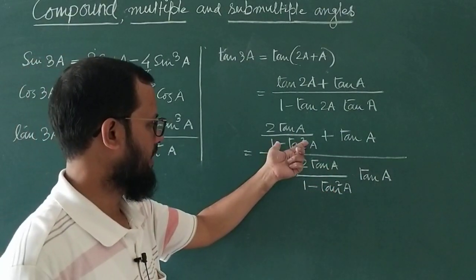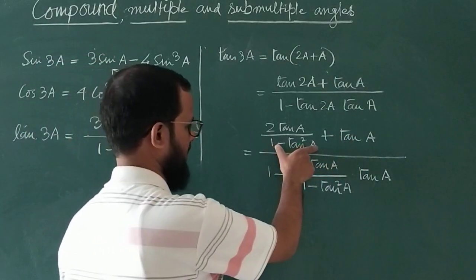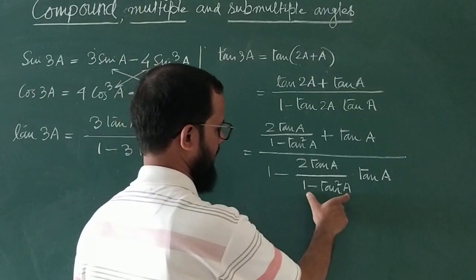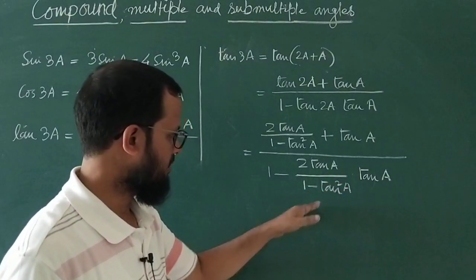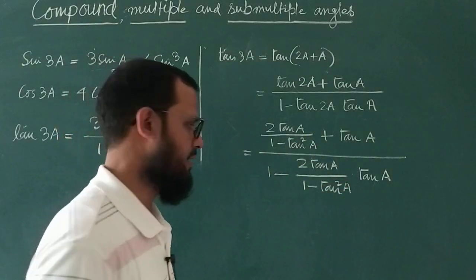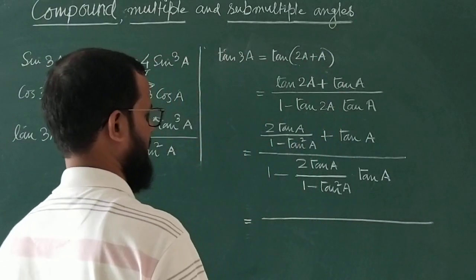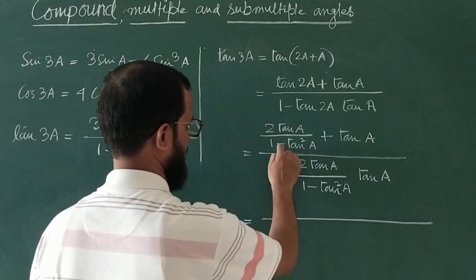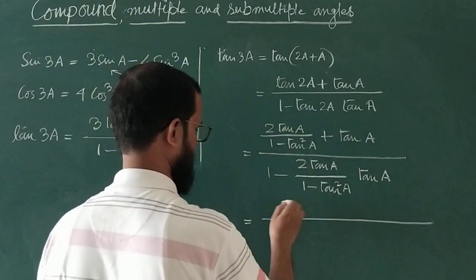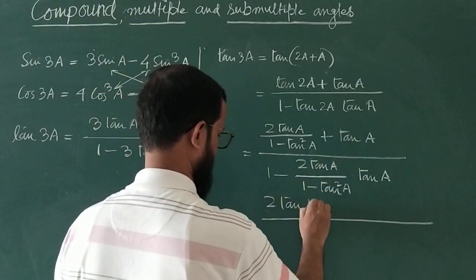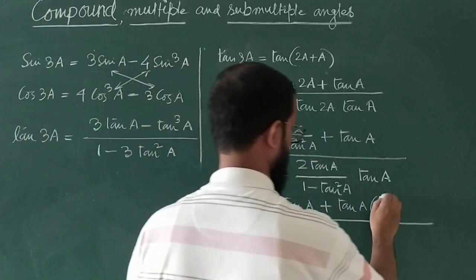Now if you take LCM in the numerator, what is the LCM? 1 minus tan square a. And in the denominator if you take LCM, what is the LCM? 1 minus tan square a. तो दोनों 1 minus tan square a and 1 minus tan square a कैंसिल होगा. I am doing the calculation a little directly, समझने की कोशिश करो, ठीक है. If I take LCM then what will happen, ये 1 minus tan square a tan a के साथ मल्टीप्लाई होगा. तो इसमें रह जाएगी 2 tan a plus tan a into this one multiplied after taking LCM.